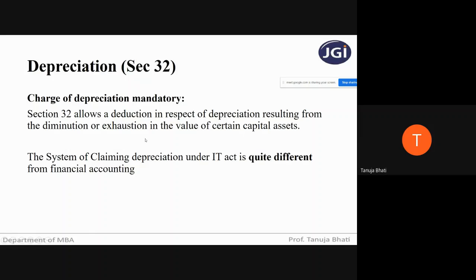Now, in your first semester, you all had seen depreciation from the angle of financial accounting. Now, today you all are going to see the depreciation from the angle of income tax, which is quite different but more or less the same.